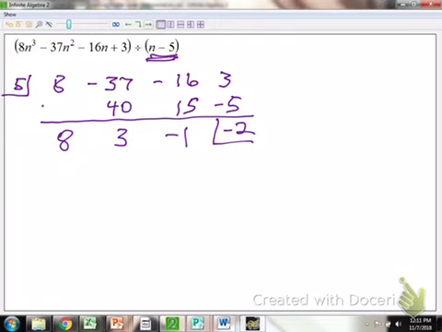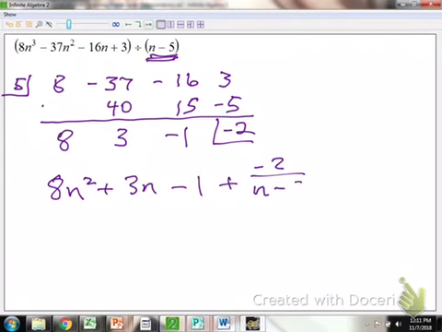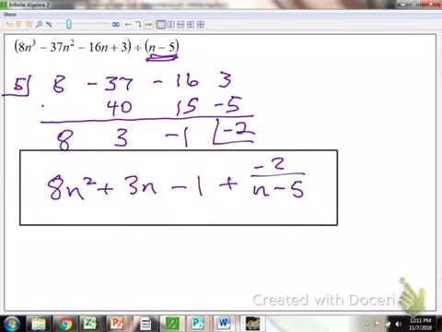All right, so the quotient then, because we're dividing n to the third by n to the first, our quotient is going to be n squared. So that starts with 8n squared plus 3n minus 1, plus the remainder, which is -2 over the divisor, which is n minus 5. So synthetic division is a little bit neater and quicker process when it applies.